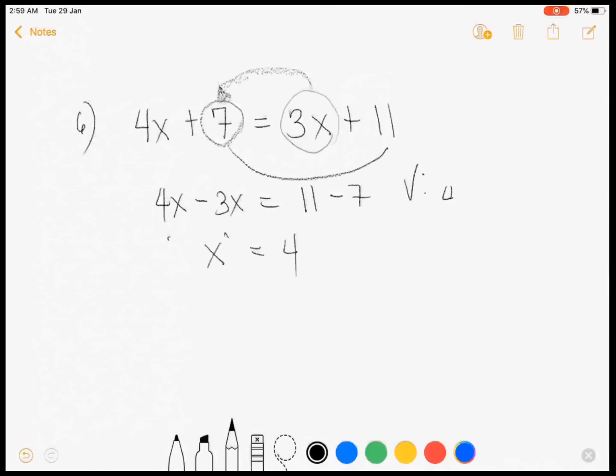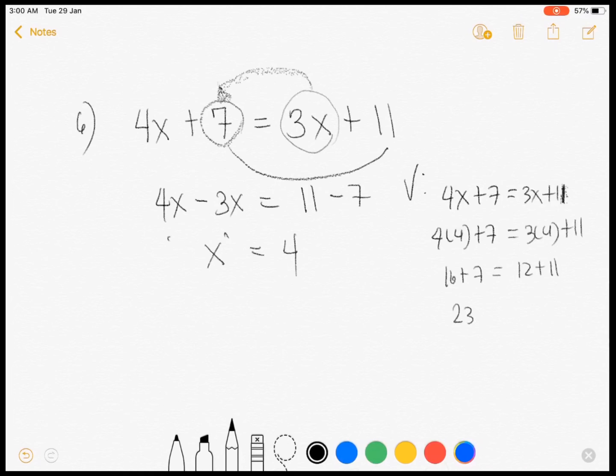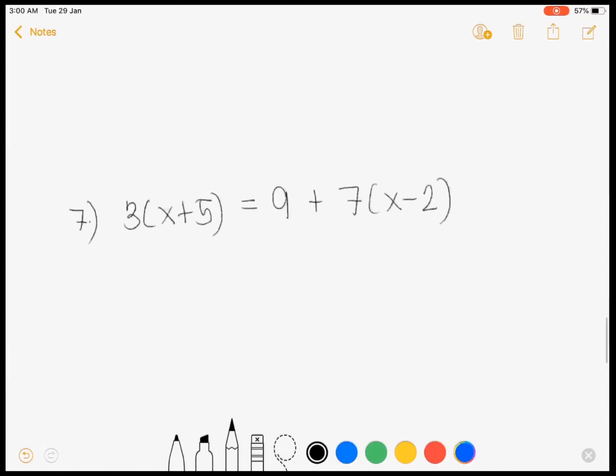Now, let's check. 4x plus 7 is equal to 3x plus 11. Substitute x. So, we have 4 times 4 plus 7 is equal to 3 times 4 plus 11. So, we have 16 plus 7 is equal to 12 plus 11. So, we have 23 is equal to 23, which is correct. Therefore, x is equal 4 is correct. Now, let's have the next example.